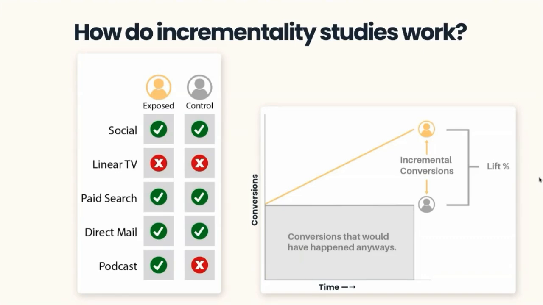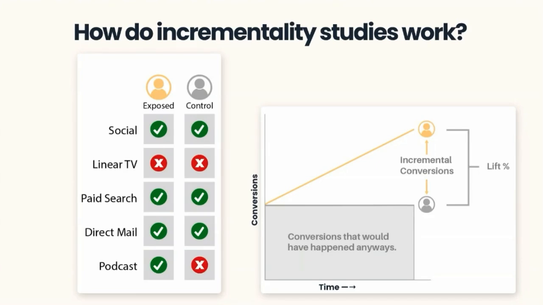And you can see that on the graph on the right. So the graph on the right here, let's consider this as time on the x-axis, number of conversions on the y-axis. That gray box, conversions that would have happened anyways, those are all of the conversions over time that happened because of all of these other channels and word of mouth that is influencing the exposed and control groups equally.